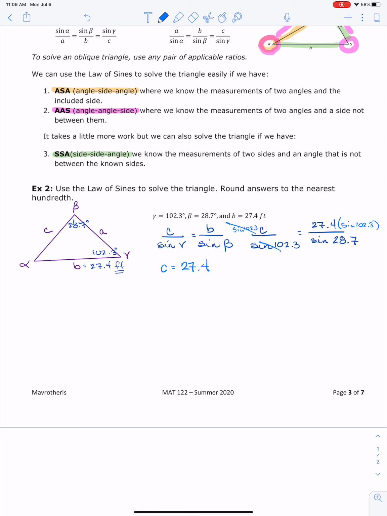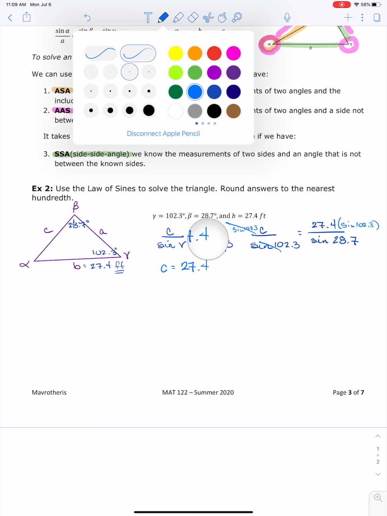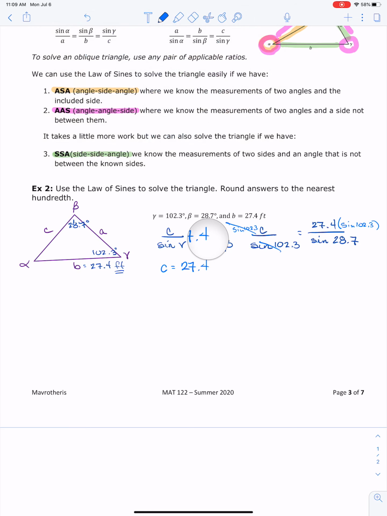So my calculator is going to look like 27.4 times the sine, which gives me this front parenthesis, 102.3. I'm going to make sure that I close that before I hit divide. Sine gives me that front parenthesis. This parenthesis is not so important, I definitely don't want to miss that though.